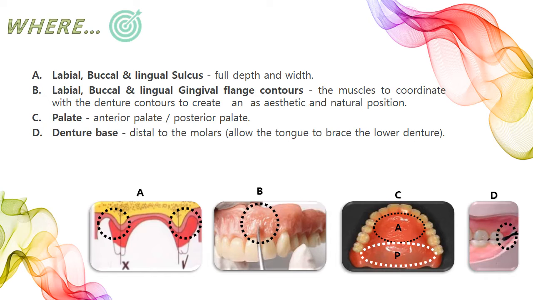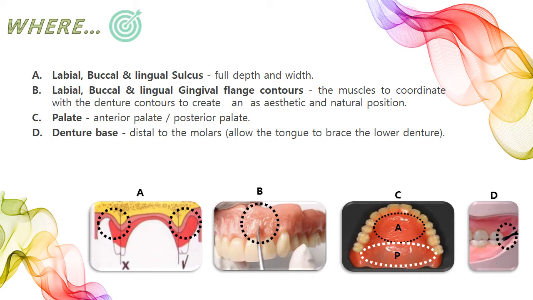The first diagram in the bottom clearly demonstrates the proper extension of the wax-up into the sulcus. The wax should occupy full depth as well as width in this particular location. With this, the proper establishment of the peripheral seal and aesthetics will be achieved.